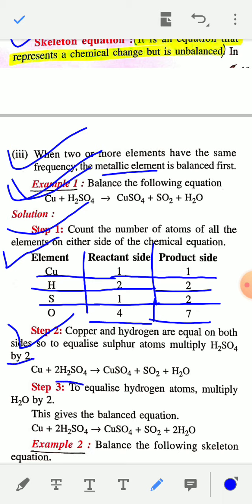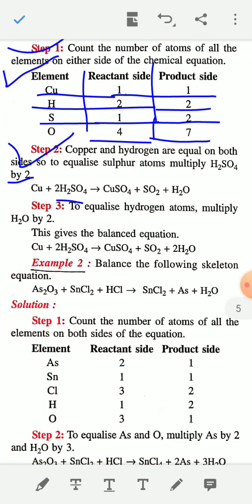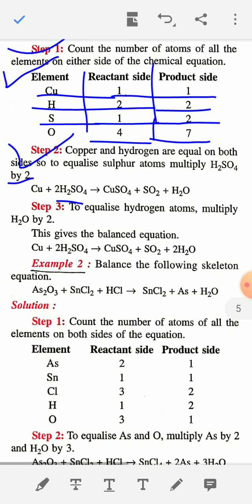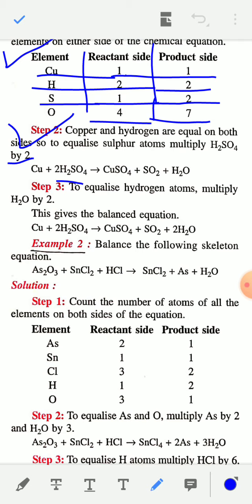Just see, and then again count. Now after multiplying H2SO4 by 2, the number of hydrogen atoms on the left side, the reactant side, becomes 4. But on the right side it is 2, so again you have to balance the number of hydrogen atoms on the right side. To balance the number of hydrogen atoms on the right side, multiply water by 2. Then after multiplying water by 2, it becomes like this: Cu plus 2H2SO4 arrow CuSO4 plus SO2 plus 2H2O. And now see, the equation is balanced.